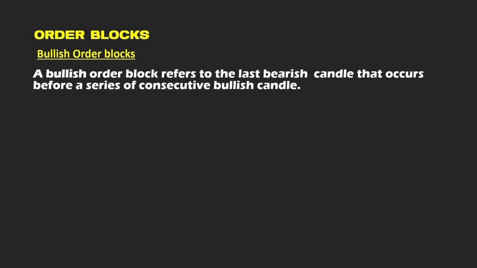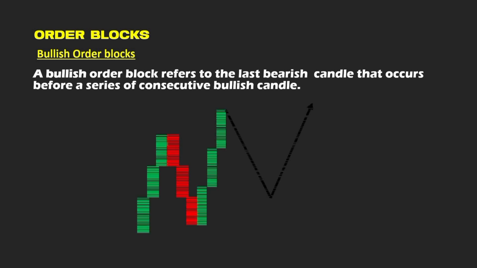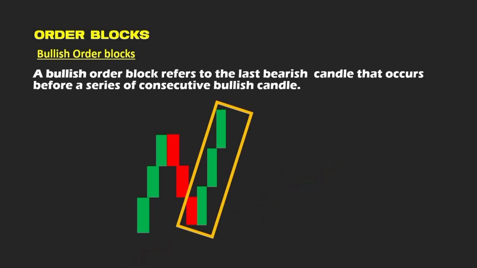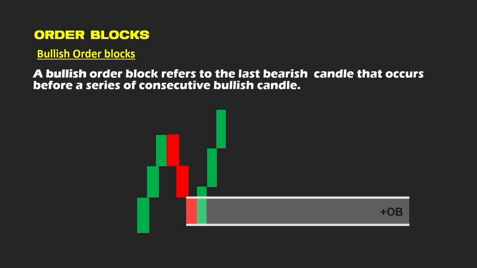A bullish order block refers to the last bearish candle that occurs before a series of consecutive bullish candles. So, for instance, let's say we are in an uptrend, and we know that whenever we are in an uptrend, price creates higher highs and higher lows. What we are looking for and what we pay attention to is this price level. As you can see, this price level represents the last series of consecutive bullish candles, hence the last bearish candle before this price level. We'll mark it out as our bullish order block.